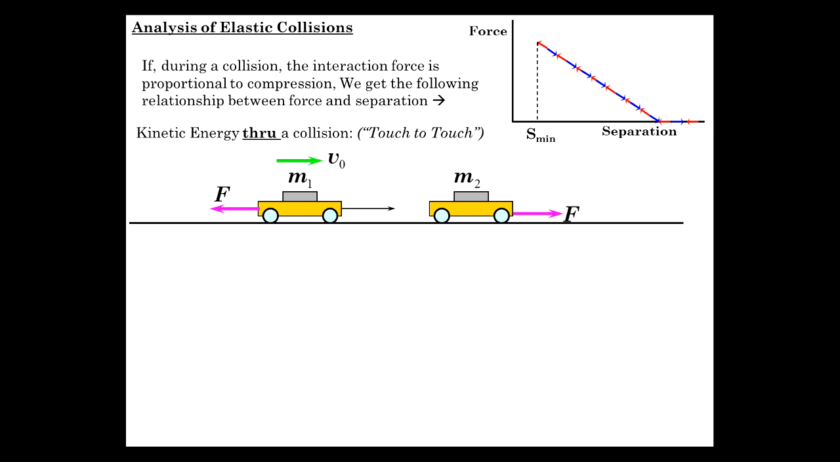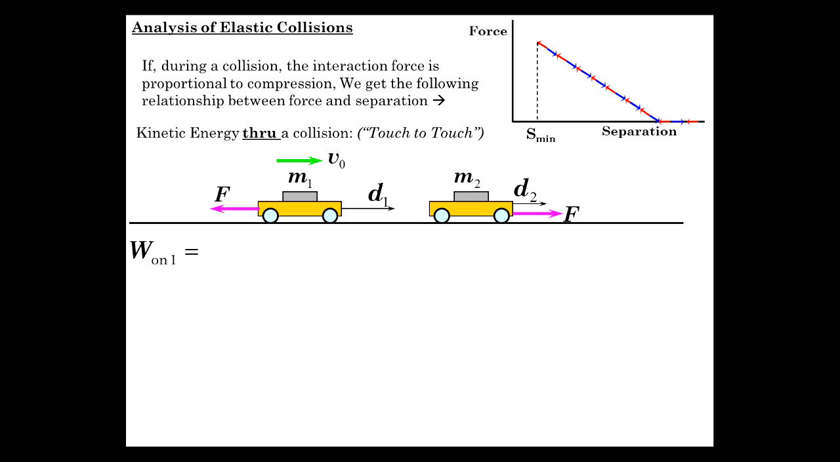Make sense? Now, during the collision, cart M1 moves a distance d1, and cart M2 moves a distance d2. Right now I'm showing them as different sizes, but for this first analysis, through a collision, they'll end up being the same distance. In general, they can be different distances. Now let's take a look.